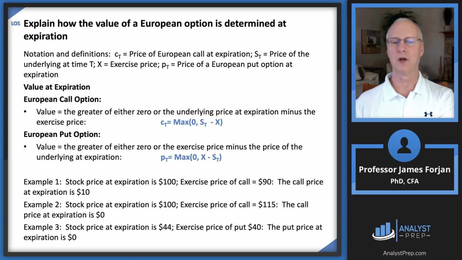This is an out of the money option, and so it is the maximum of 0, and so that's going to be 0, right? And then the same thing here in example 3, but this is a put option, so the stock price is 44, our exercise price of the put is 40. Why would we sell for 40 when we can go to the New York Stock Exchange and sell for 44? So that put has no intrinsic value as well.